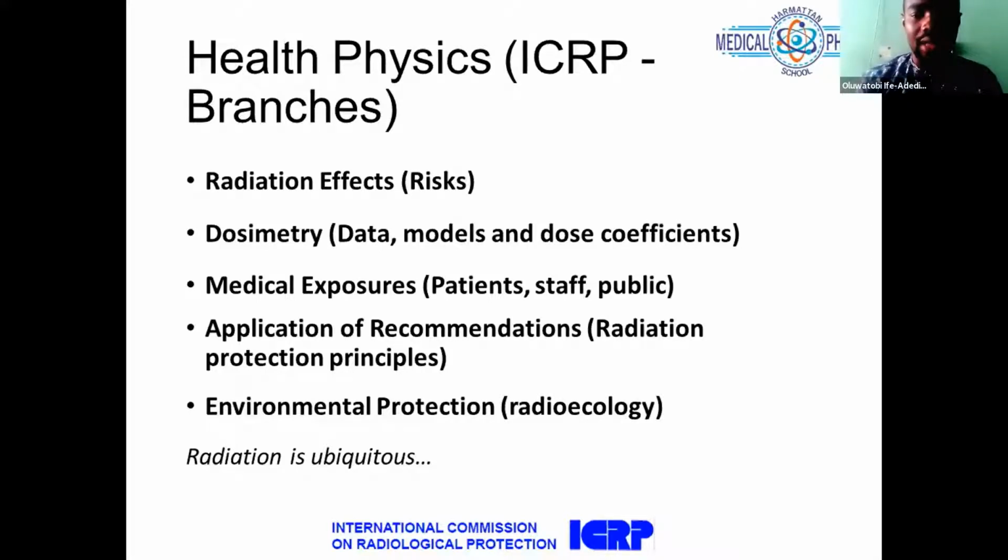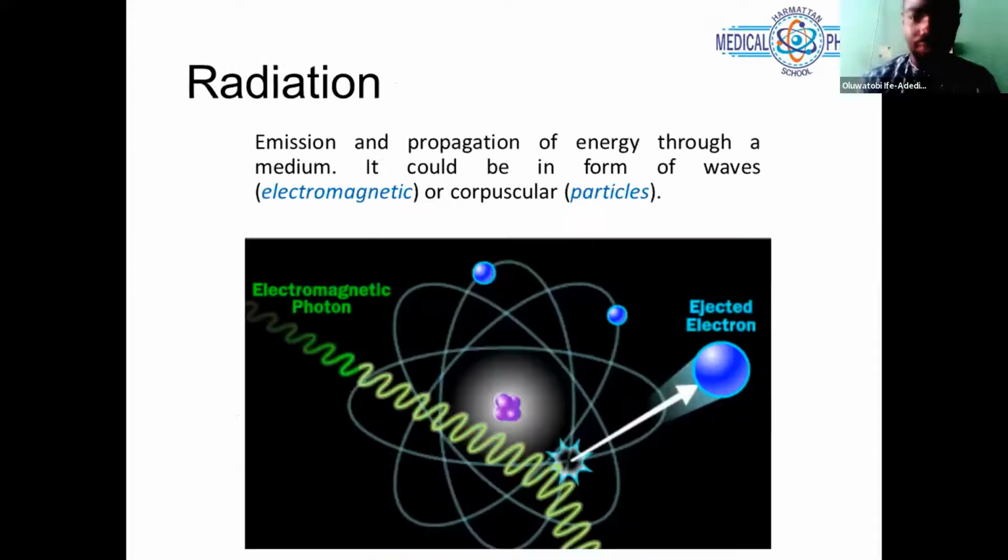And then we have another field that has to do with the recommendations, communication of radiation effects to the public, and then environmental protection, which is actually my area. So basically, two branches here are of utmost importance: medical exposures and environmental protection. The other branches in terms of radiation effects, dosimetry, and applications are applied to the medical exposure and the environmental protection.